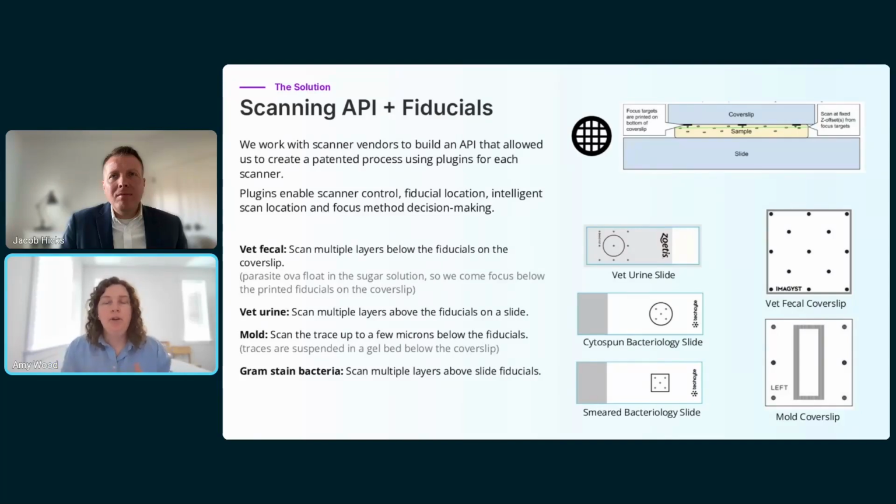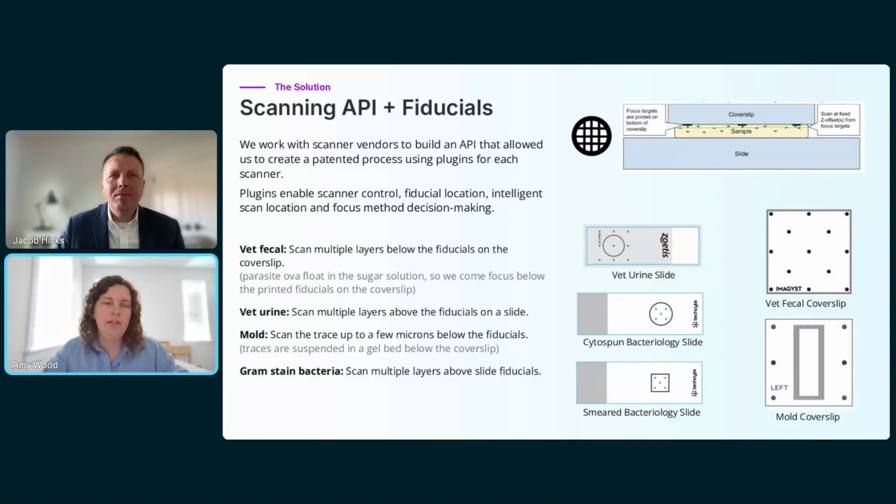And so we use the same principle, but instead of the ink under the cover slip, we have the ink right on top of the slide. And there again, we can sort of guide the scanner to that area, to that Z level, and scan there so that we can have really clear focus on the objects that we care about.